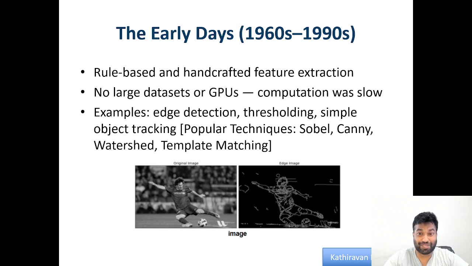So in earlier days, from the 1960s to the 1990s, there used to be a lot of rule-based approaches and handcrafting of feature extractions. There were no large data sets, no GPUs, and computations were very slow. Everyone was solving computer vision problems by performing edge detections, Sobel filters, Canny edge detections, and watershed algorithms at that point of time. It was okay, but if you started changing the lighting conditions of the video or images, the performance was not as good as expected.